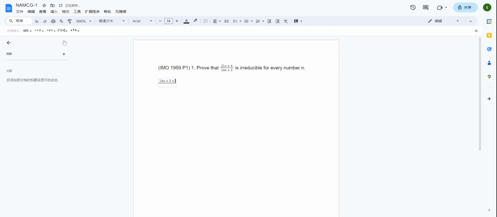14n plus 3 plus 7n plus 1 is equal to 21n plus 4, which is equivalent to 14n plus 3 divided by 14n plus 3, right? And then it's plus 7n plus 1 over 14n plus 3. So in this case, you have the same, right? And for the 7n plus 1 divided by 14n plus 3, you could further split it into two parts.